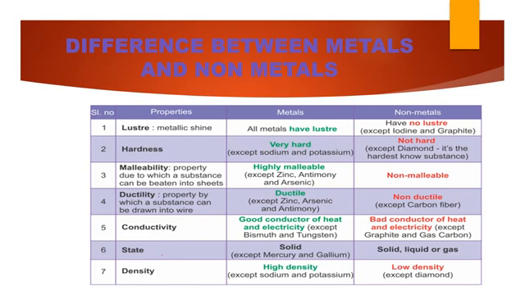Density. Normally, metals are high density except sodium and potassium, because these two are soft solids. Next, low density. All the non-metals are low density except diamond. Diamond is a non-metal but it is very hard and has tensile strength. That's why it has a high density.